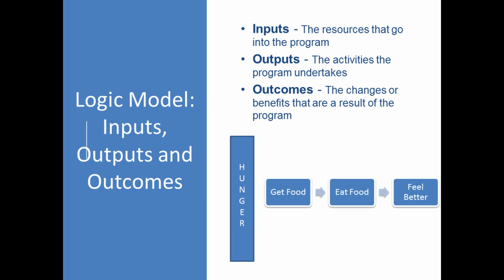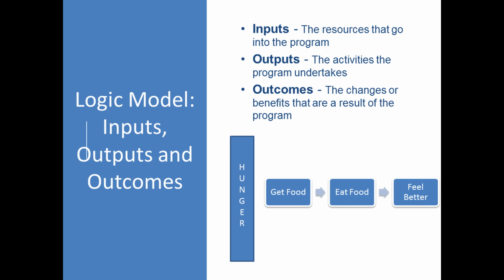Now, here's an example of a basic logic model. Basic logic model starts with a condition that we want to change. So in this particular very simple example, we're hungry. That's a condition we want to change. The activity that we can do is we can get food. That's the activity. We're getting food.